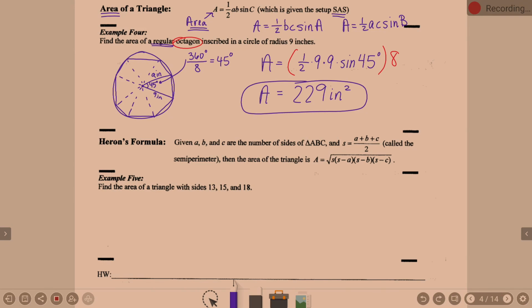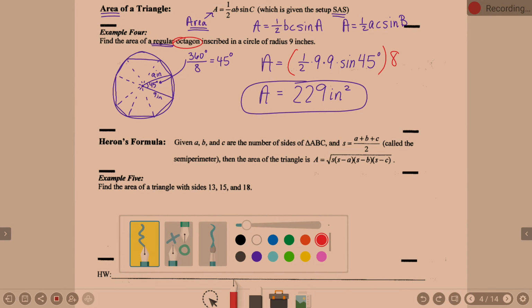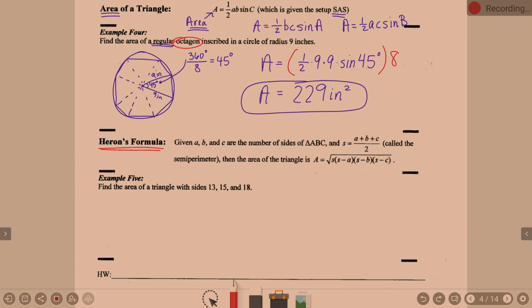That is an area of a triangle formula. We're also going to look at something called Heron's formula. Heron's formula is a formula that's going to find the area of a triangle. So it's another area of the triangle formula, but it's going to be based on the sides. This other formula was based on side angle side. This one is based on side. So if we know all three sides of a triangle, we can find the area.